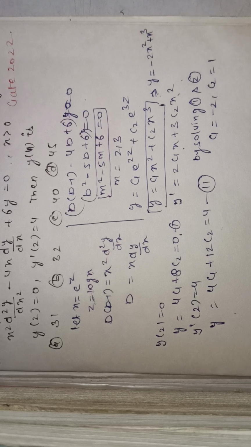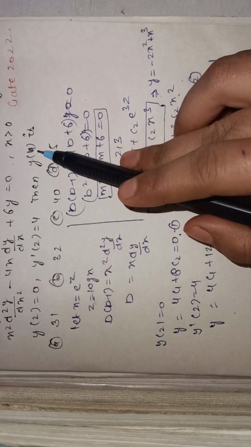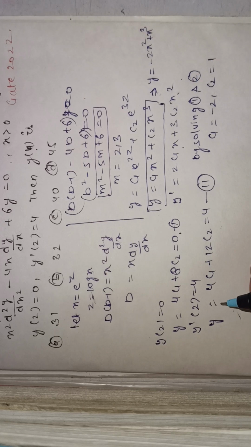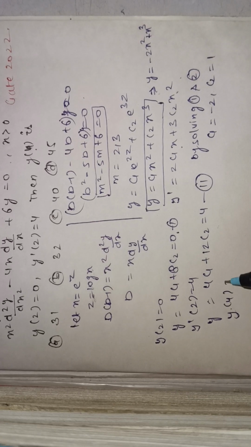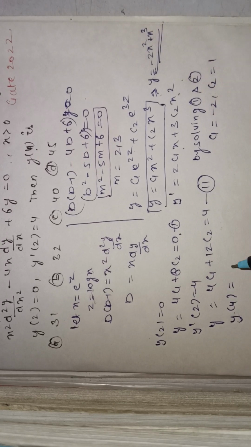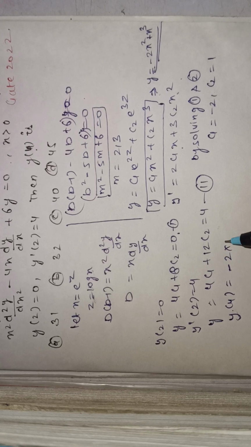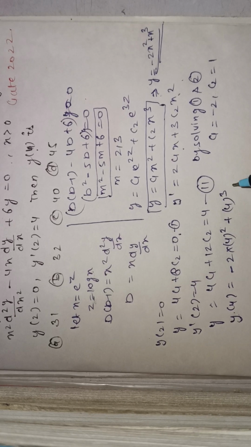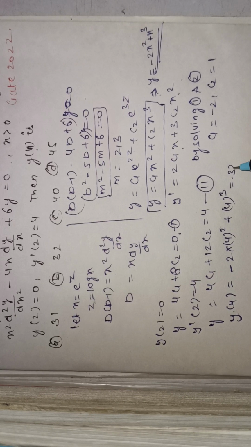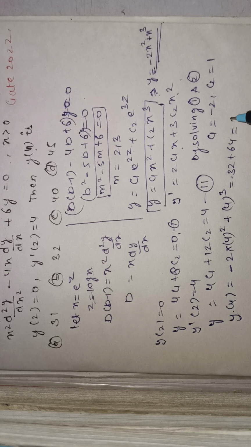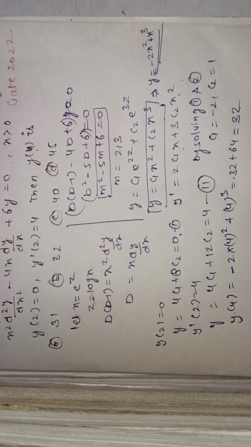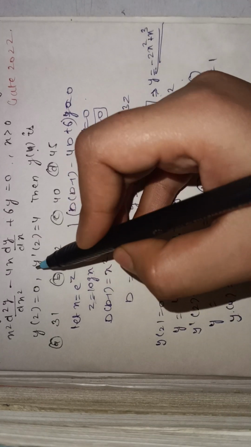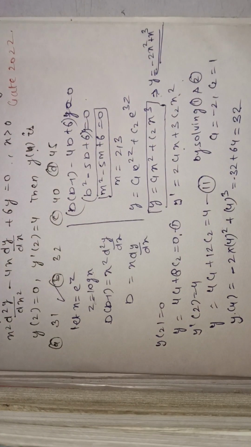This is our equation, but we have to find it at x equals 4. So y of 4 equals minus 2 into 4 square plus 4 cube. What do we get? Minus 32 plus 64, which equals 32. So option B is correct.